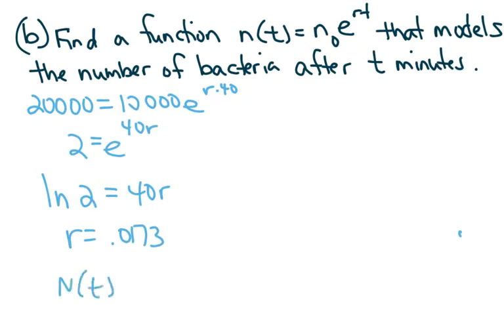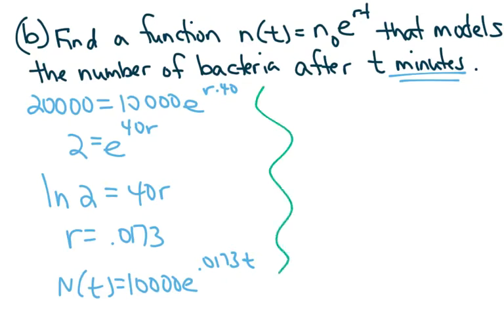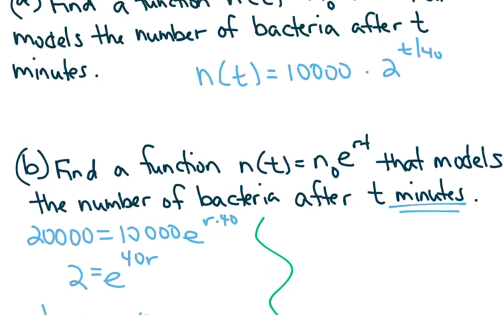Then in part B, we want to find a function in base e. So find a function m of t equals m naught e raised to the negative rt that models the mass remaining after t days. Well, we said that the rate is the natural log of 2 divided by the half-life. So it's the natural log of 2 divided by 140. So the rate is going to be approximately 0.00495. So now I'm ready to plug it into this equation. M of t is going to equal 300 e raised to the negative 0.00495 t.